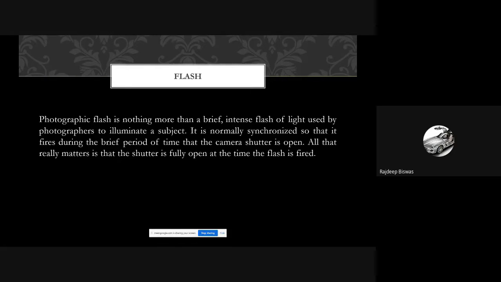Illuminate your subject. It's normally synchronized so that it fires during a brief period of time when the camera shutter is open. As you remember, the front and the back. Now, when the shutter is pressed, the flash needs to be synchronized in such a way that when the flash fires, the entire shutter is open. Otherwise, you might experience a gradient of black either on the left hand side of the image, or on the right hand side, or on the top, or at the bottom, based on your camera mode.